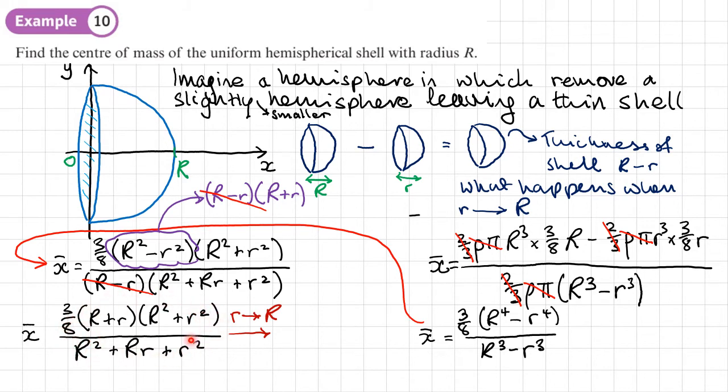But at this point, we want to see what happens as little r tends to big R. And that's what we said right at the beginning here. So if we do that, at the top, we will have 3/8 times by this little r tending to big R. So R plus r, we will have 2R. And then as this tends to big R, that becomes big R squared. So we're left with 2 lots of big R squared all over, so we'll have R squared plus another R squared plus a third R squared.